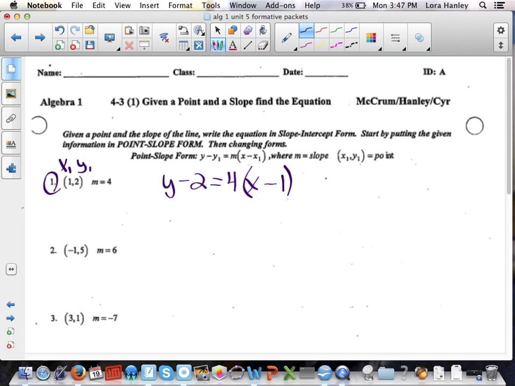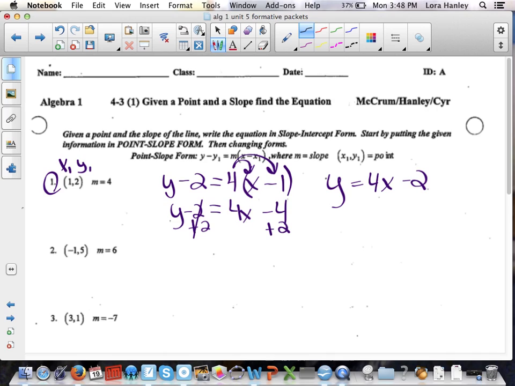Second step, distribute. 4 times x is 4x. 4 times -1 is -4. Bring down y minus 2. And your last step is to add or subtract the number next to y. So here I'm adding 2, giving me the result of y equals 4x minus 2. So same thing again with 2 points, however you have to calculate your slope first.